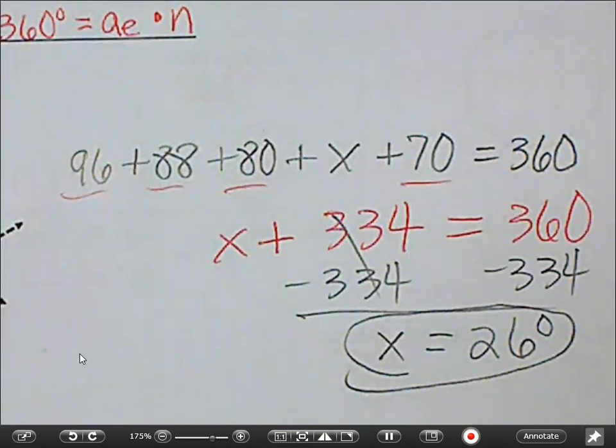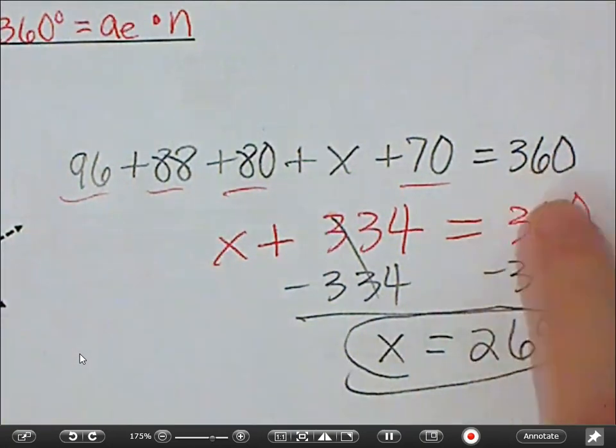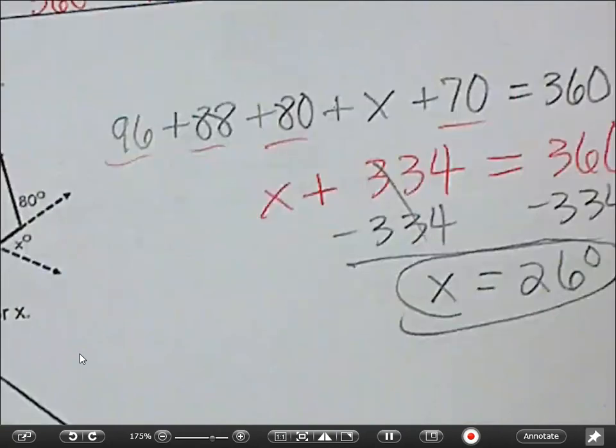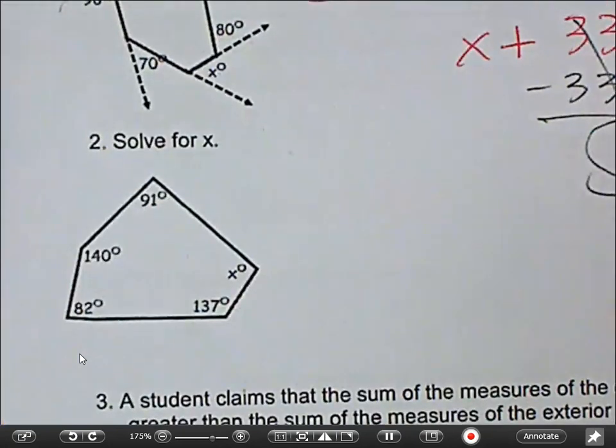Okay. So that's the upside to the exterior angles, because exterior angles always combine to equal a total of 360. Whereas where things might get a little more complicated is when they give you the interior angles. This is sort of going to be a two-step problem. Here's why.